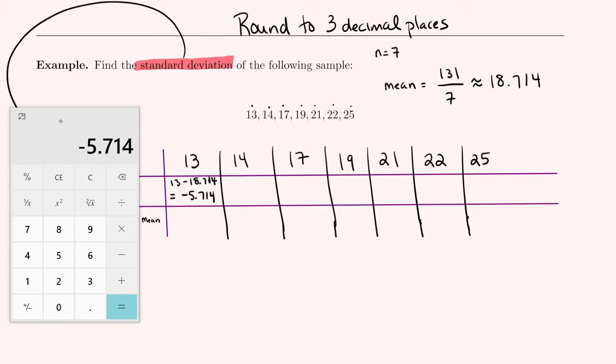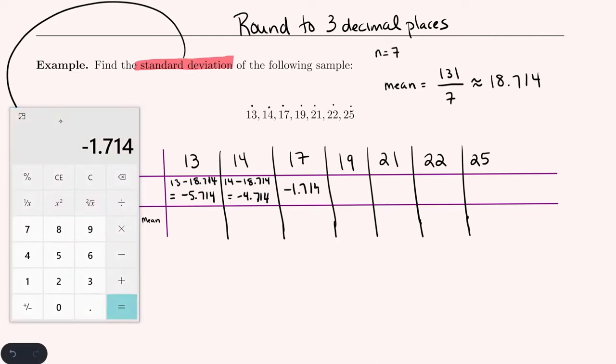So next we have the data entry 14. How far is it away from the mean? Well, we subtract 14 minus the mean of 18.714, and in our calculator we would get negative 4.714. Now, if you are getting the hang of this, you can just type this into your calculator. You don't have to write out the subtraction. So for the next one, it would be 17 minus the mean of 18.714, and that gives me the value negative 1.714.